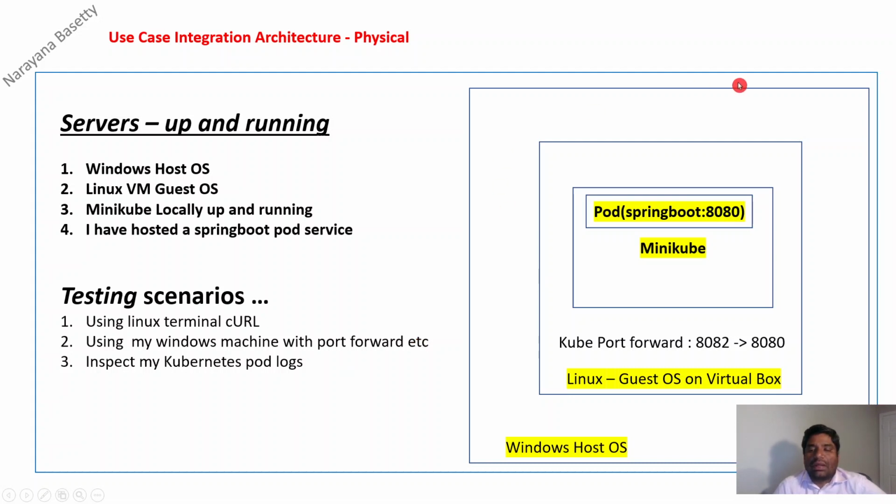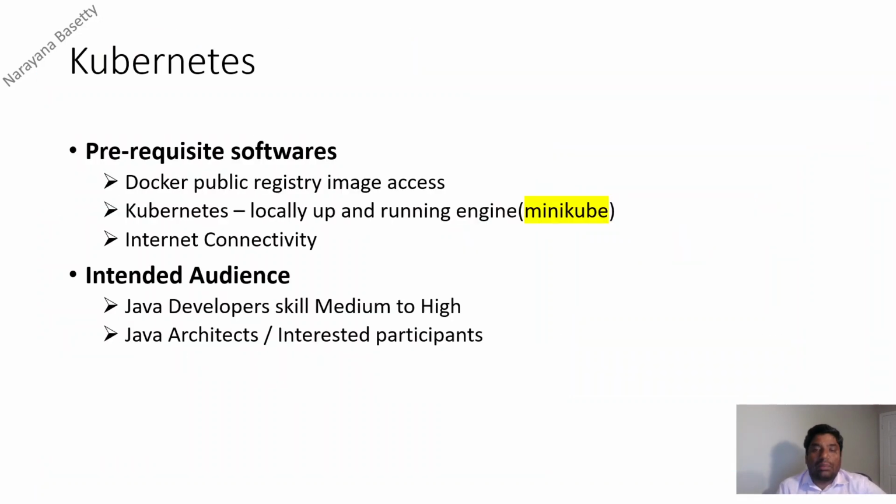the logs. Okay, so this is my Windows PC, the outer box. Here I am running a VirtualBox which is running a Linux guest OS, and in this Linux guest OS I'm using Kubernetes port forwarding 8082 to 8080. That is where my Minikube is running the Spring Boot application. So this is the use case integration architecture, physically running on a single machine. I am not having a deployment like 3 node or 4 node deployment architecture.